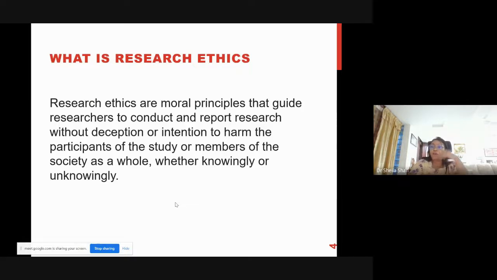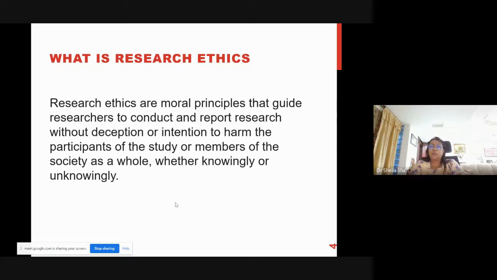Whatever the outcome of your findings, you must report according to what you get. You cannot simply add stories or make it more dramatic. You can't do that, because that will harm another person. Make sure that you don't harm the participants of the study, your patients, or members of the society as a whole, whether knowingly or unknowingly.